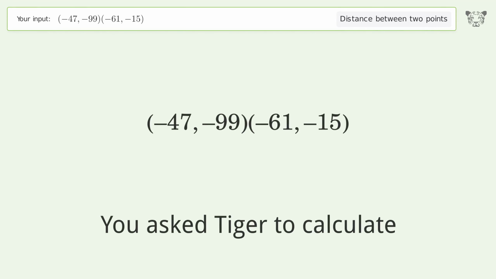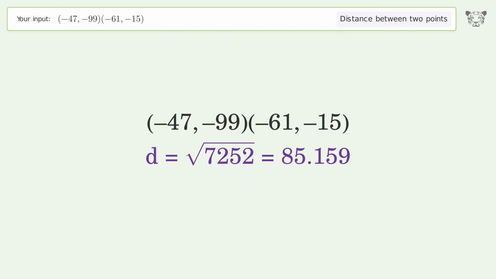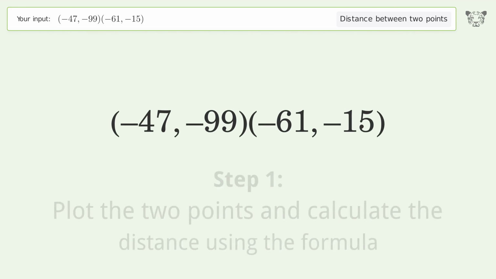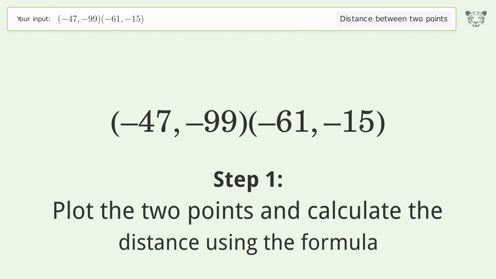You ask Tiger to calculate. This deals with the distance between 2 points. The distance between the 2 points is the square root of 7,252, or 85.159. Let's solve it step by step. Plot the 2 points and calculate the distance using the formula.